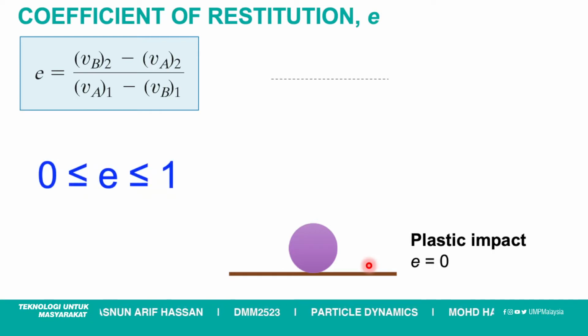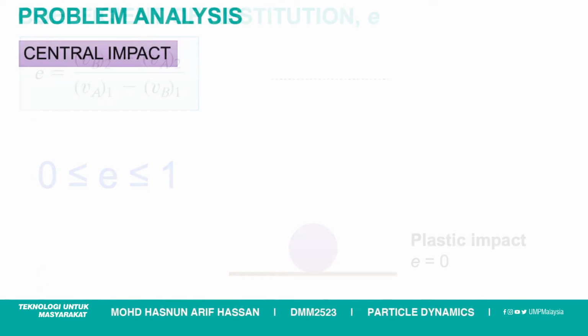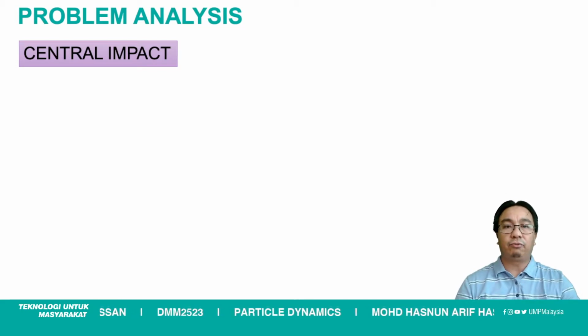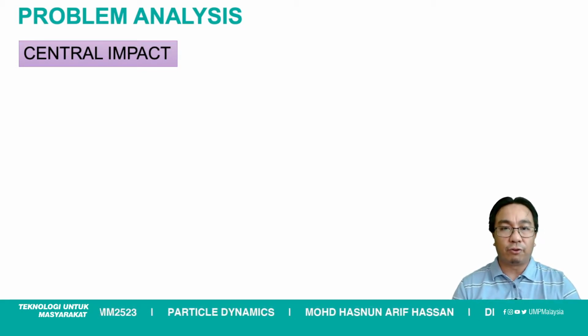So the range of values the coefficient of restitution can have is between 0 and 1. Normally the coefficient of restitution may be equal to 0.8, for example, or 0.6. It totally depends on the type of material that is colliding with each other. All right, now let's look at the strategy of problem analysis for central impact.